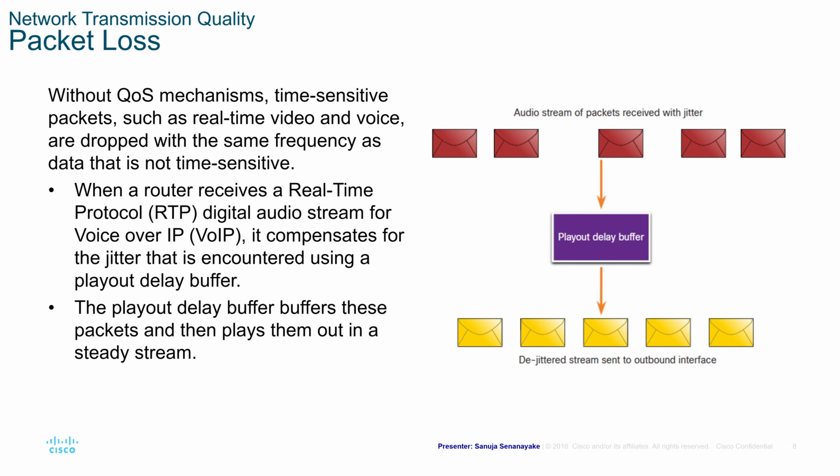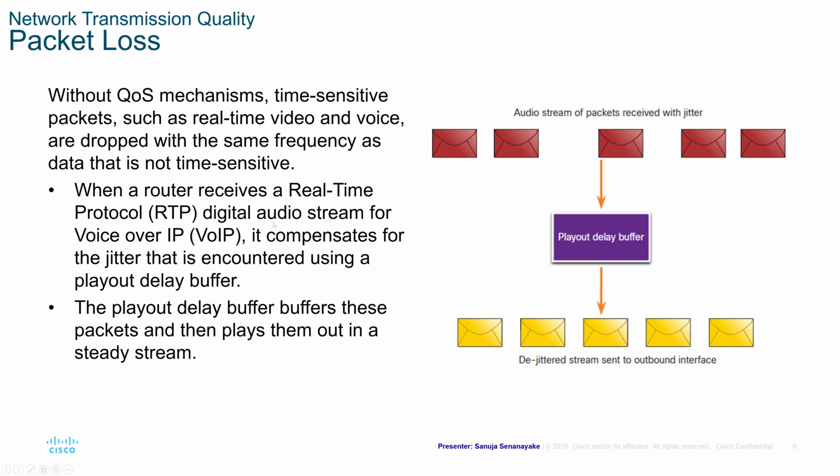Packet loss. Without quality of service mechanisms, or QoS mechanisms, time-sensitive packets such as real-time video and voice are dropped with the same frequency as data that is not time-sensitive. So if you don't have QoS, the system doesn't implement any way to identify those packets. As a result, it's just first come, first served, right? So basically, without QoS, all the packets, regardless of whether they are time-sensitive or not, are going to have the same priority and will be dropped at the same frequency no matter what.